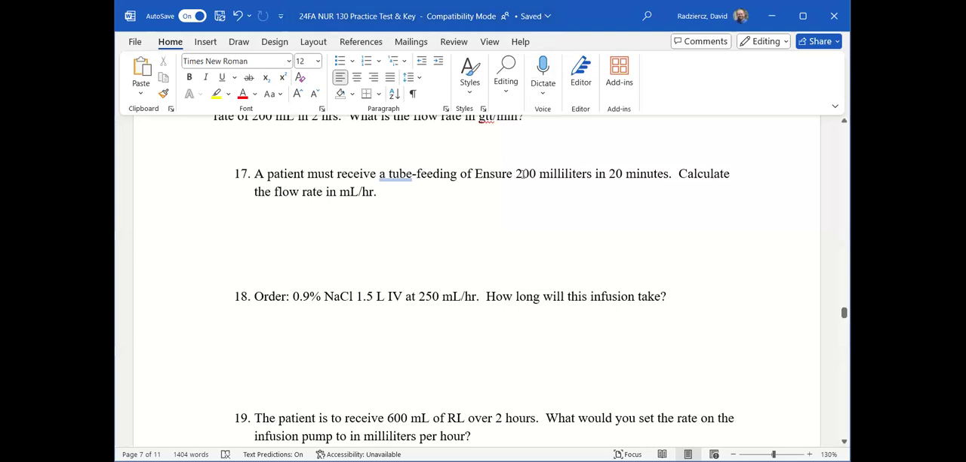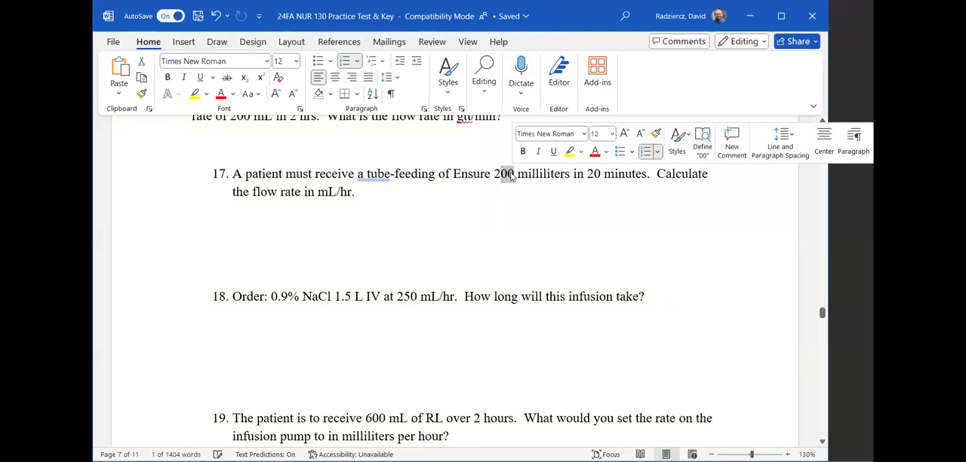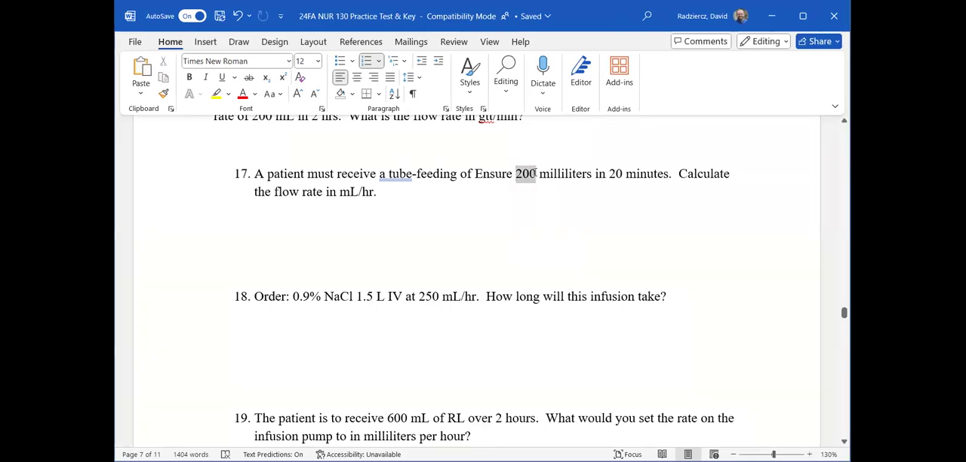So let me just create a different variation. Let's say this is 375. Let's say this is 30 minutes. And then it tells me to calculate the flow rate in milliliters per hour. Okay.